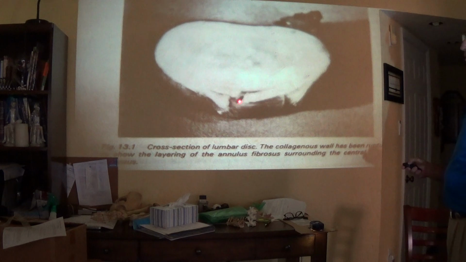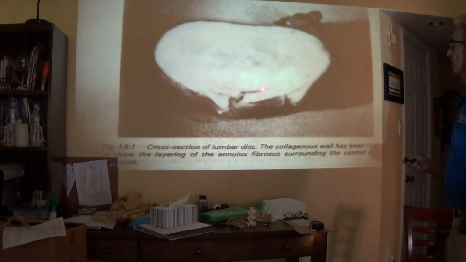Of course, this particular disc has been denuded purposely with instruments. This is not exactly the way it occurs. These kind of things start occurring right in here, in the posterolateral interior aspect of the disc, and work their way out.